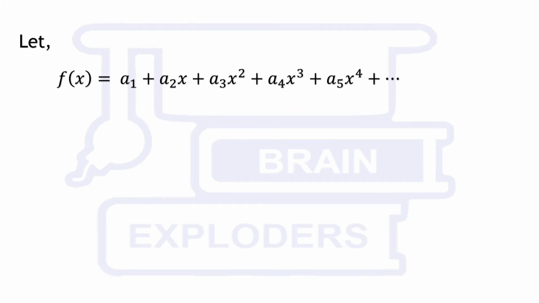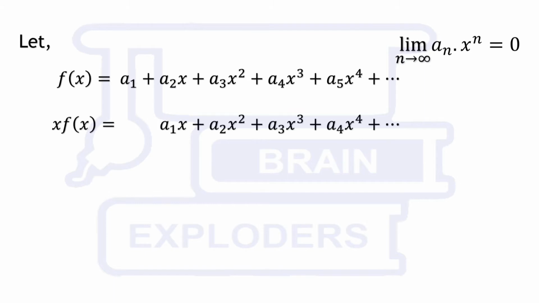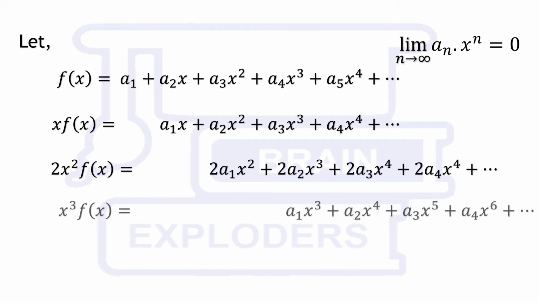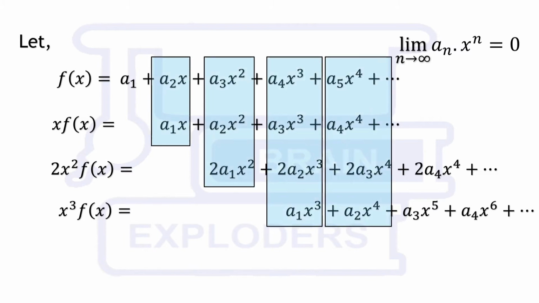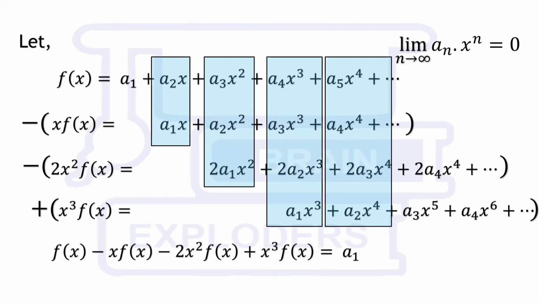Let f(x) is equal to a1 plus a2x plus a3x squared and so on. Here x must be less than a particular value so that the series becomes convergent. Form three different equations from this equation by multiplying x, 2x squared and x cubed. Place the same powers of x under one another. Subtract the first two and add the third equation to the original one.